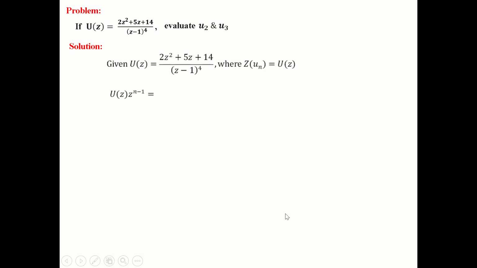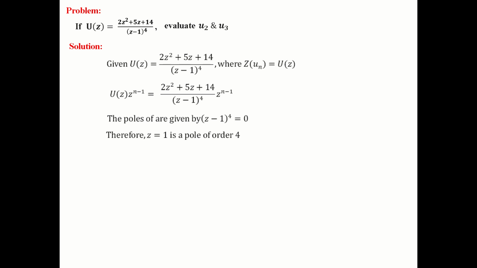Now multiply u of z by z^(n−1) on both sides. You will get (2z² + 5z + 14) divided by (z − 1)⁴, into z^(n−1). The poles of f of z, u of z and z^(n−1) are given by (z − 1)⁴ = 0, just putting the denominator equal to 0. So you will get z = 1, a pole of order 4.